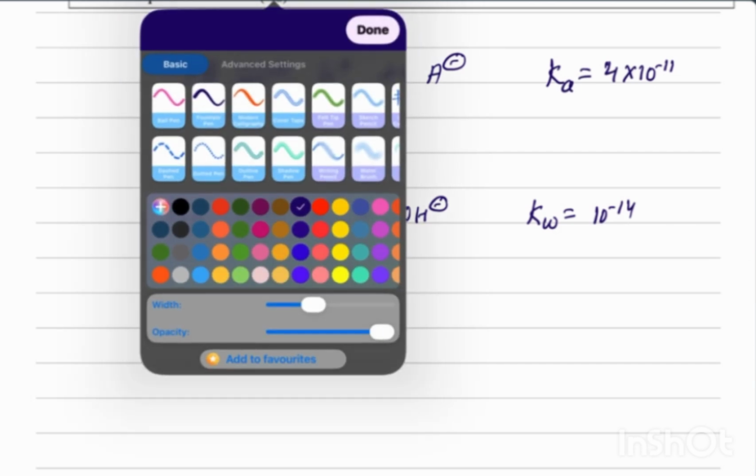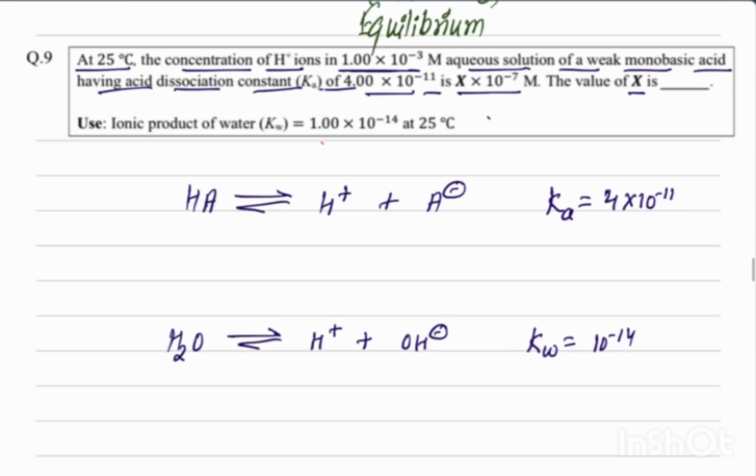So two equilibria exist, and the concentration of HA is 10 raised to the power minus 3, which is the initial concentration of the weak acid. Assume that X molarity dissociated, then it will give X moles of H plus and X moles of A negative. For the other reaction, assume that H plus forms Y and OH negative also forms Y. H plus is the common ion here, so the total concentration of H plus will become X plus Y.